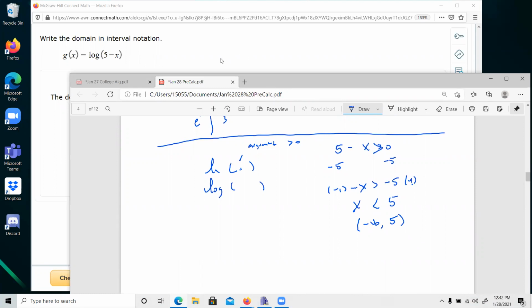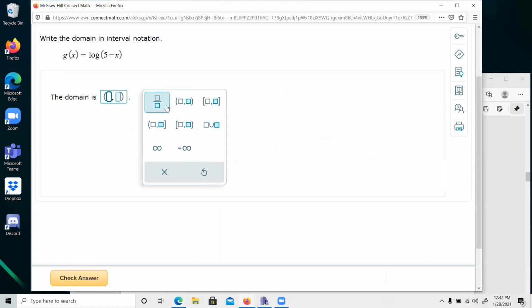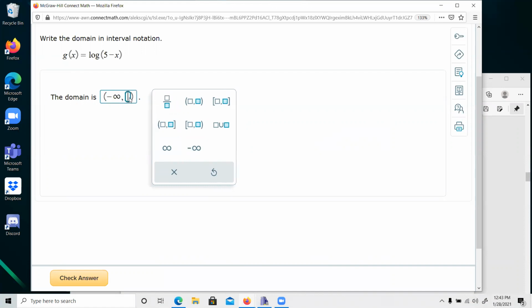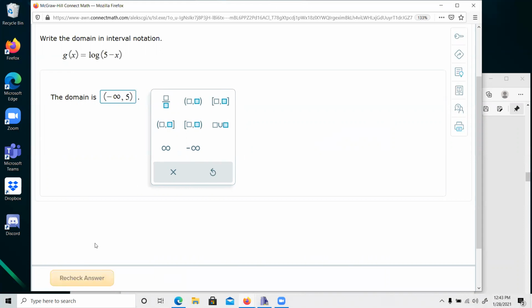So negative, is that short? Well, what if I plugged in 0? I get log of 5. What if I plugged in negative 5? I get log of 10. So yeah, that's okay. Can I put 0 in there? No, you can't put 0 in there. Oops. What am I thinking? Negative infinity up to... oh, positive 5. Yeah, what am I thinking?